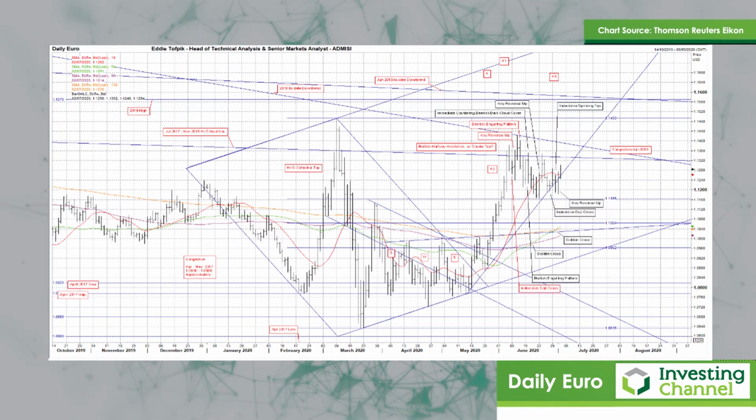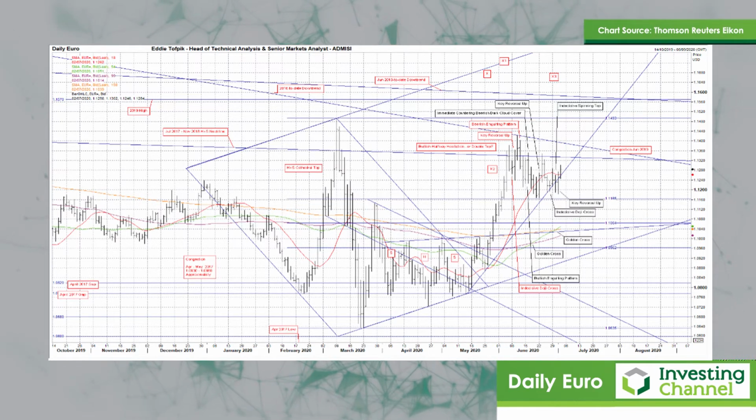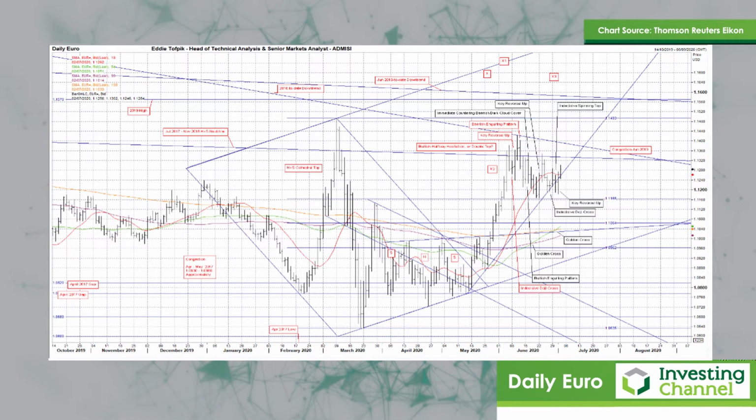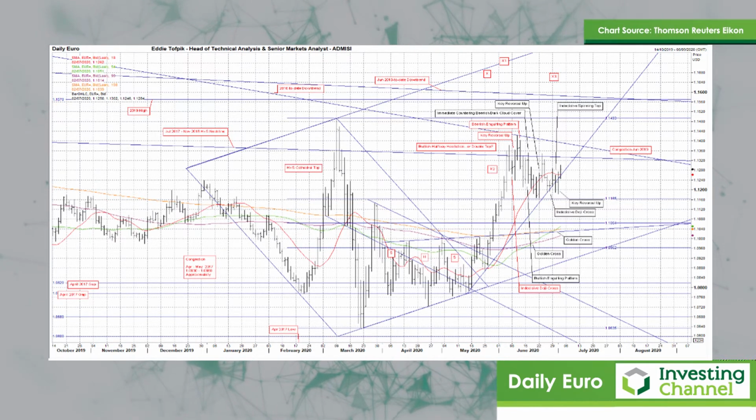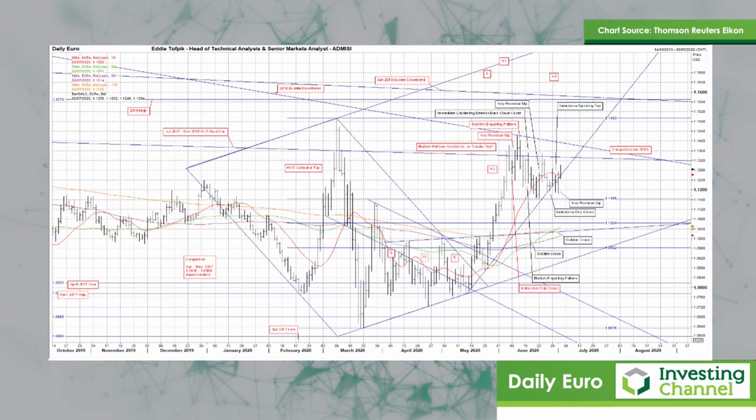However, overhead we still have, for the moment, the same cap as before, the old neckline of the July 2017 to November 2018 head and shoulders top, currently at 113.34. So watch out. The whole question of whether we are constructing a topping action or a bullish halfway hesitation is still open, though I keep hoping for a conclusion sometime soon.